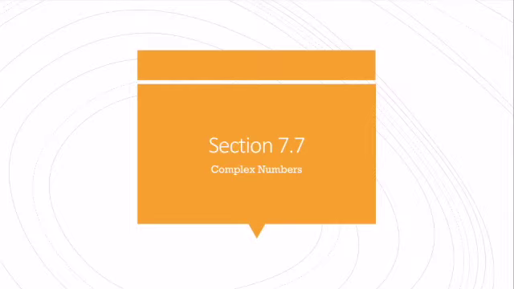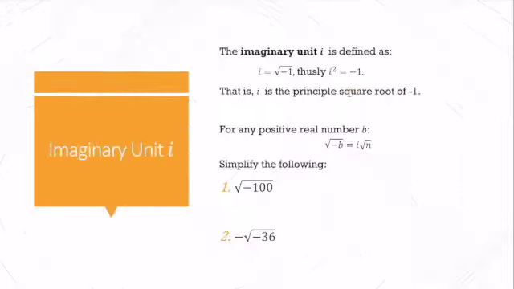All right, class, the last thing I want to talk about is complex numbers. Complex numbers come about when we're taking the square roots of negative numbers. We define the imaginary unit i as the square root of negative 1, and because of this, i squared is negative 1.